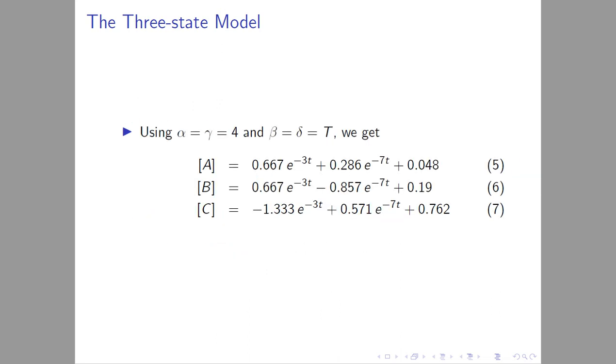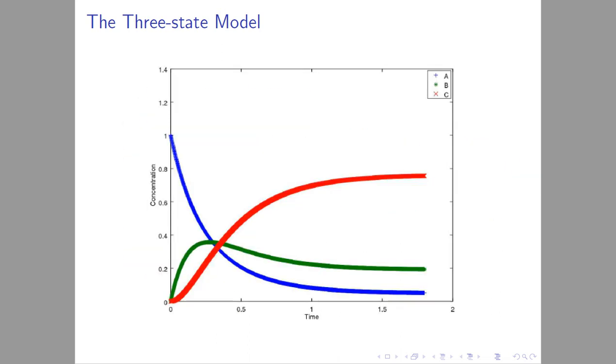Okay, so what we can say is that by playing with alpha, beta, gamma, and delta, we can see which rate constant is the fastest. Okay, so we can get this.